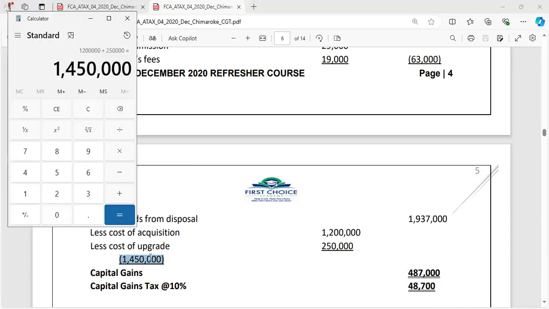1,450,000. Now you need to remove this 1,450,000 from 1,937,000. So 1,937,000 minus 1,450,000 gives us 487,000. And now if we apply 10% on it, that's 10 divided by 100, that gives us 48,700. That is your capital gains tax.